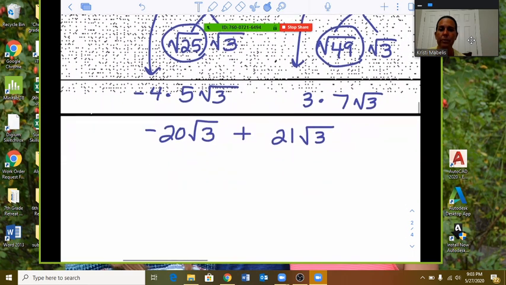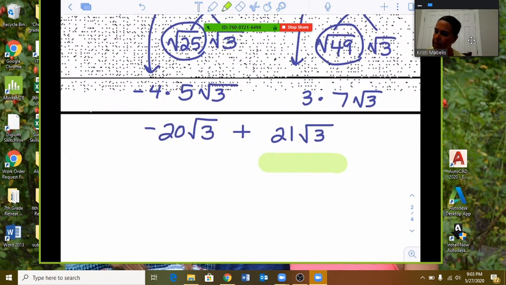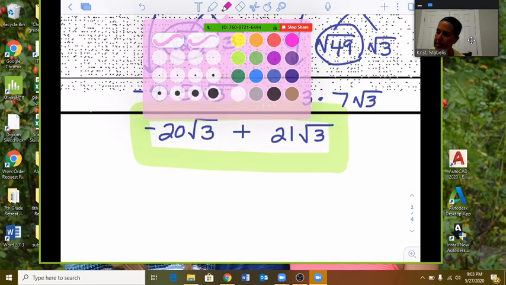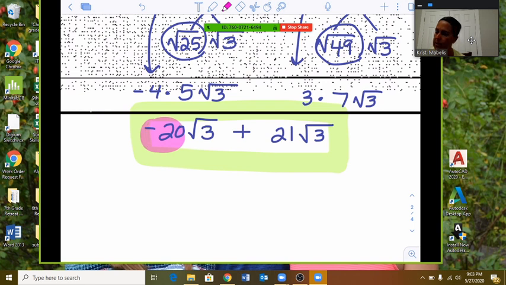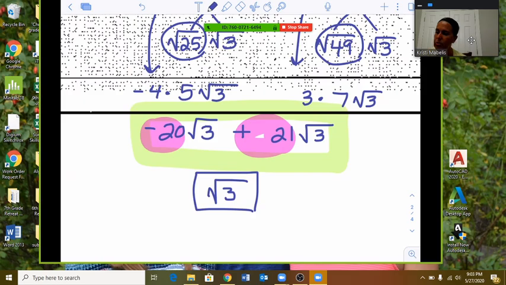And lo and behold, look at this. We've got like radicals. So when I go ahead and finalize my answer, I am adding negative 20 and a positive 21, which will give me 1 radical 3. And you'll probably just see it written like that. You don't typically print the 1 in the front. You can if you want to. I won't mark you wrong. But radical 3 would be your answer there.